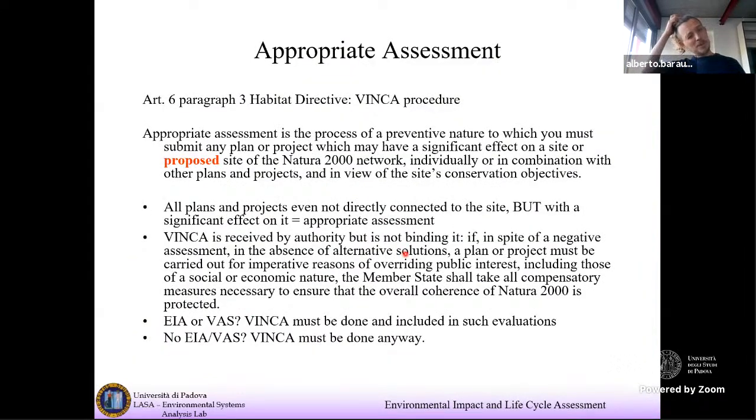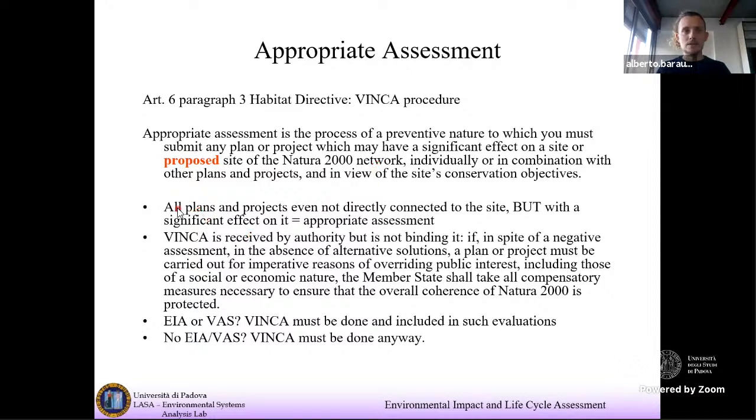So, since you're going to become environmental engineers, now we will focus in the next 15 minutes on what is appropriate assessment, this authorization procedure that is actually the topic of this lecture. It was defined in Article 6 of the Habitats Directive, which requires that you do this appropriate assessment even on proposed sites, so for any significant effect on a site or proposed site of the Natura 2000 network.